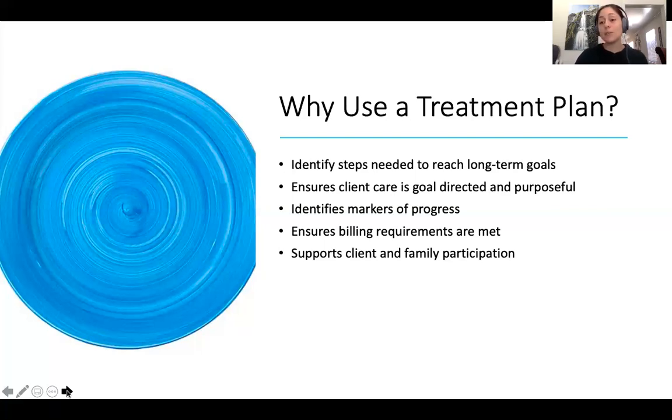Finally, a treatment plan is going to support and encourage participation. First off, because you're creating goals that the client agrees to. And second, the section of the treatment plan where you describe the client's role delineates exactly what the client is expected to do in order to help make therapy effective for them.